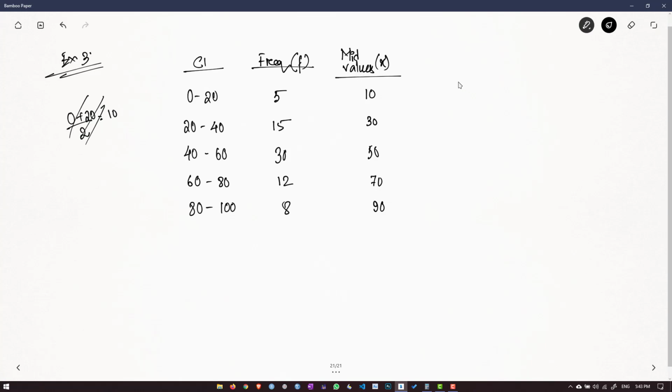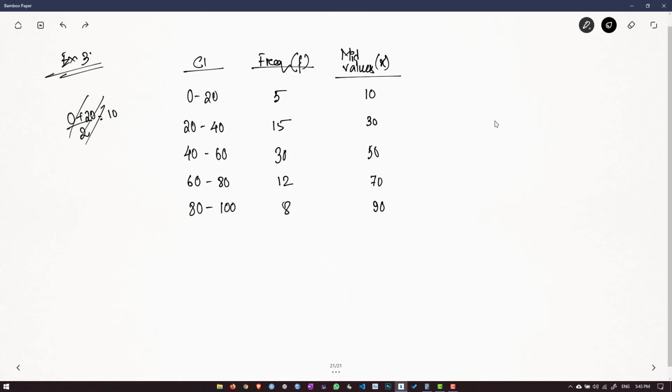Now if you go the straightforward way, the next step is to find out Fx, right? You have to find out the total of F, total of Fx. That is straightforward. That means you have to calculate 5 into 10, 15 into 30, 30 into 50, 12 into 70 and 8 into 90. So the ultimate numbers will be 3-digit or 4-digit numbers, right? So that means you will have to do more calculations. So our aim here is to reduce the amount of calculation.